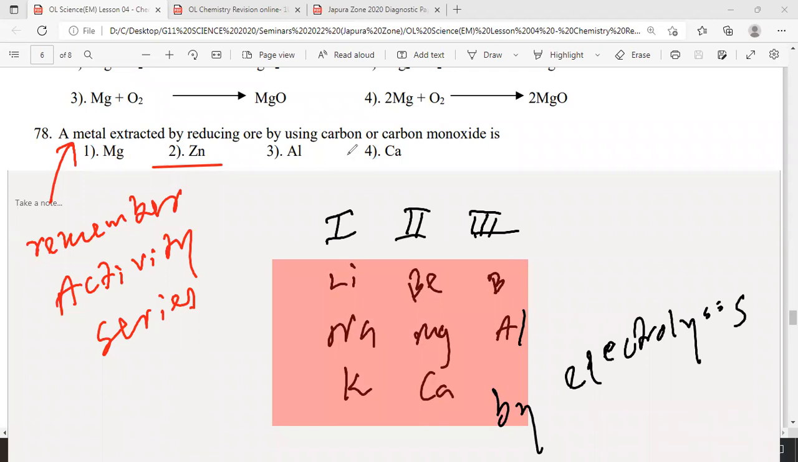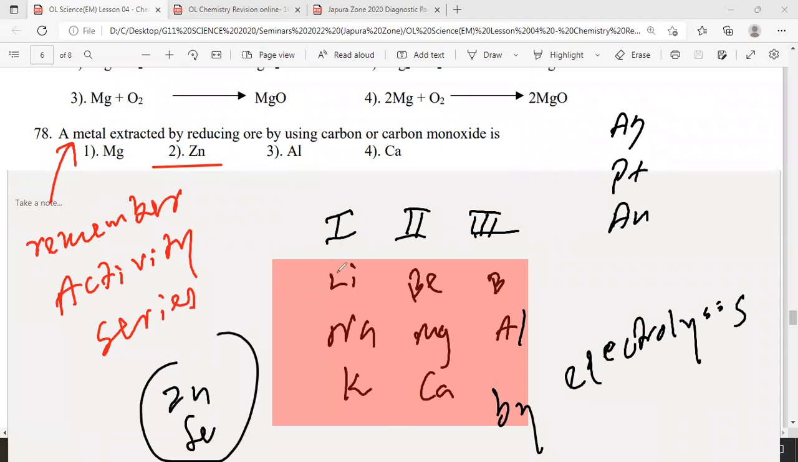Which metals? The most reactive metals. Then the least reactive metals like silver, platinum, and gold, at the bottom of the activity series, are extracted by physical methods. And in the middle of the activity series, say zinc and iron, are extracted by thermal reduction using carbon or carbon monoxide. So question number 78, the answer is second. Those who replied on chat, very good. Question number 79, the 79th one.